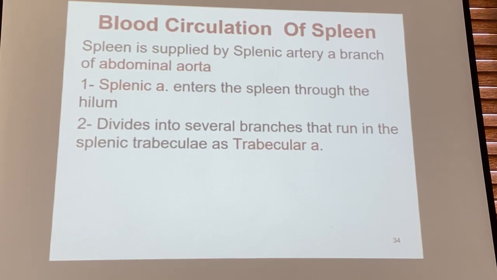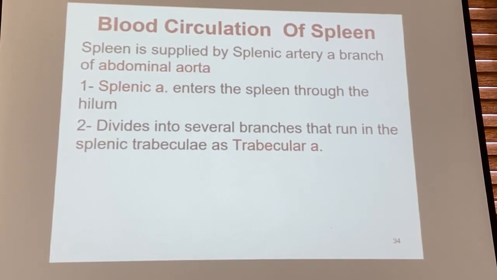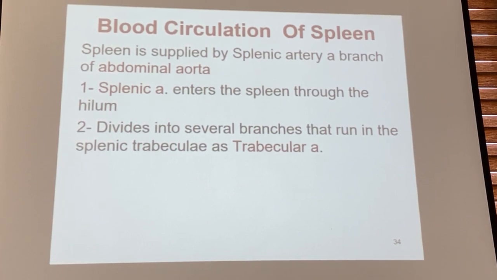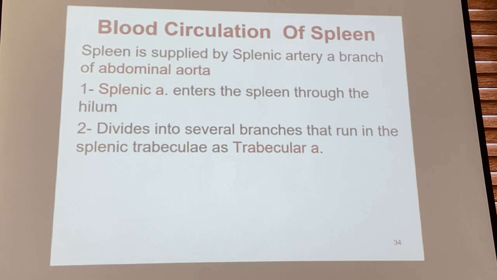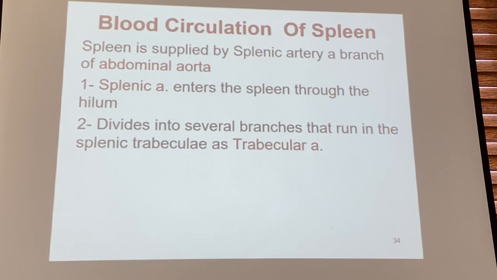Blood circulation of the spleen. This is microanatomy, that's why I want you to know it. It's very important. The spleen is a highly vascular tissue. It is supplied by the splenic artery, which is a branch of the abdominal aorta. The splenic artery enters the parenchyma of the spleen through the hilum, and then it will divide into many branches. The branches travel through the trabeculae. That's why they are called trabecular arteries.